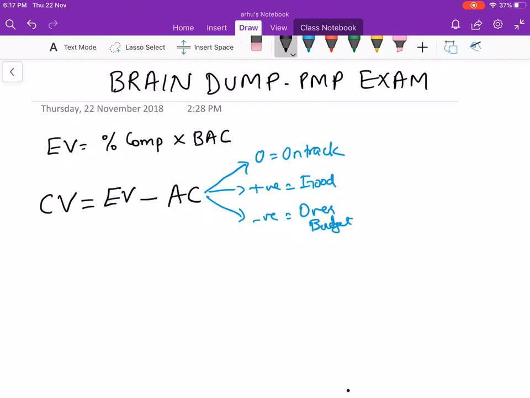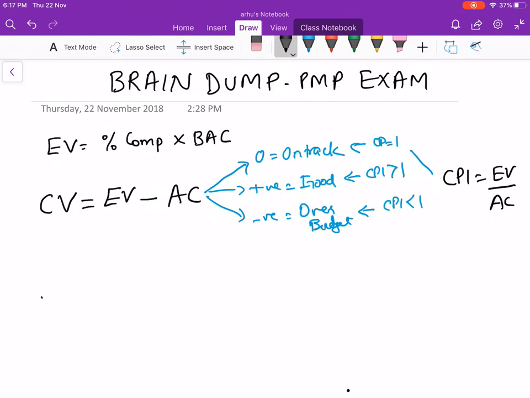Similarly, like the cost variance, you've got the cost performance index. CPI is equal to the same term, earned value, divided by actual cost. Again, you've got three scenarios. If CPI is equal to 1, you're on track. If CPI is greater than 1, you are good, you're under budget. And if CPI is less than 1, you are over budget, it's not good. These are three scenarios for cost variance and cost performance index. You can get some problems in the examination.